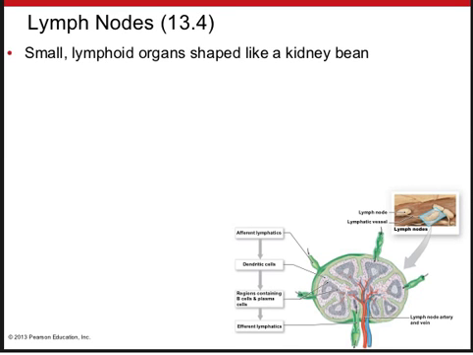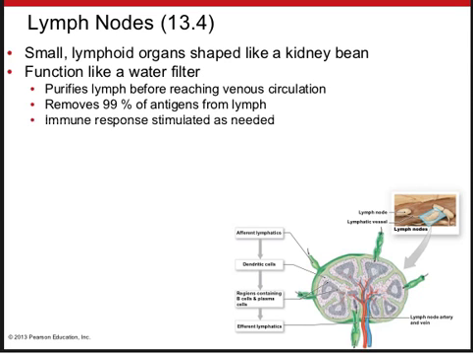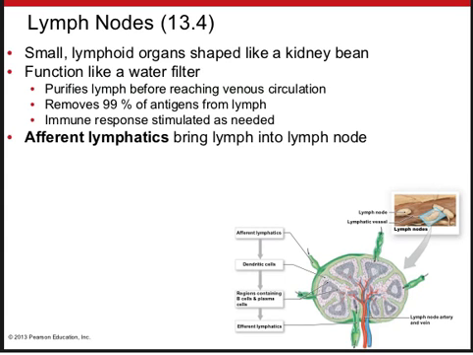Lymph nodes are small lymphoid organs that are shaped like a kidney bean. They function much like a water filter, purifying lymph before it reaches the venous circulation and removing 99% of the antigens from the lymph in the process. The immune response is stimulated as needed. When we encounter an antigen for which we are specific, the lymphocytes that are resident in the lymph nodes are stimulated to divide and make an army that will then go out and destroy anything attached to that antigen.